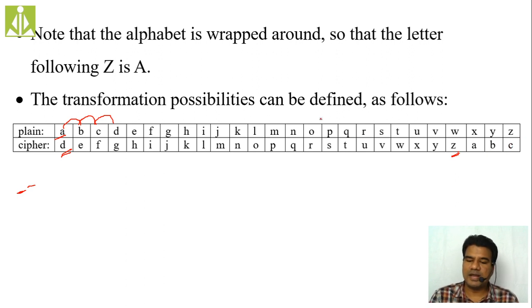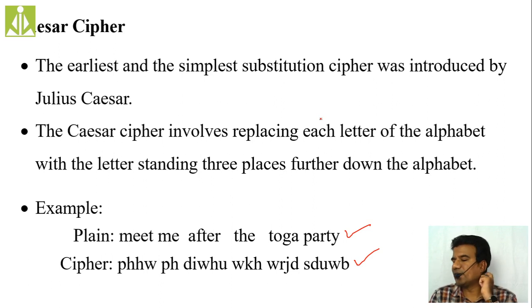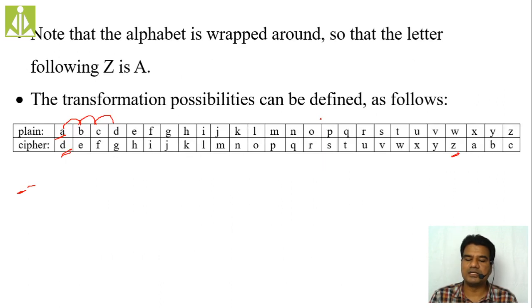What was my plain text in the previous example? That is meet me after the toga party. That was my plain text, so I am writing it over here. The plain text is meet me after the toga party.